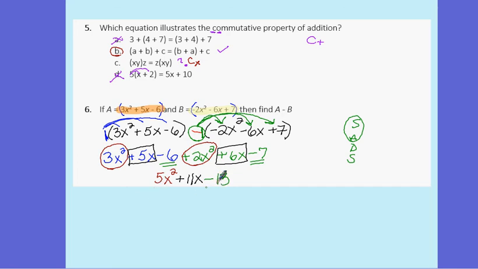Always keep the sign with the larger number. Here is my final answer in standard form. Highest exponent, decreasing order, constant at the end.